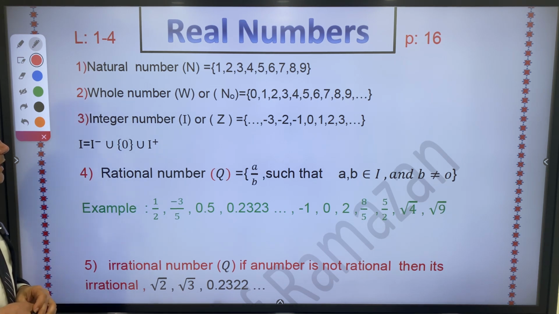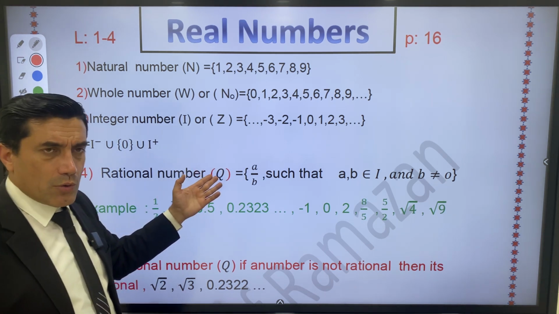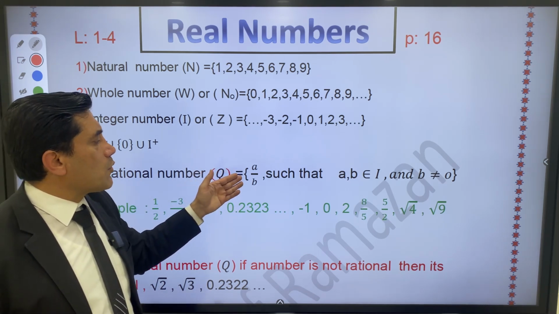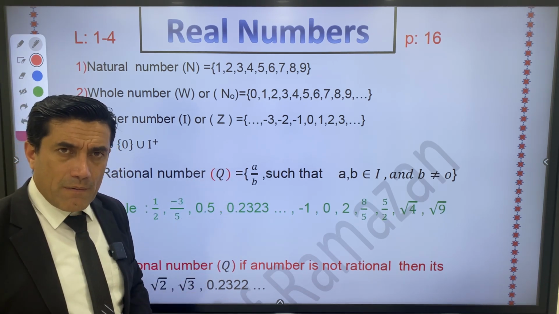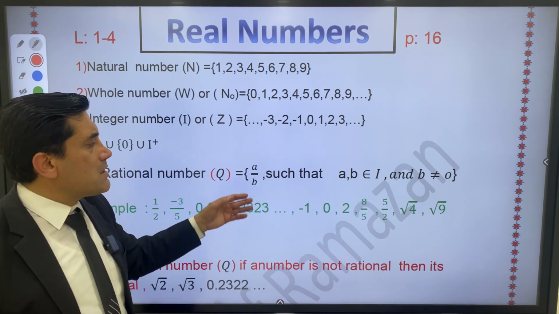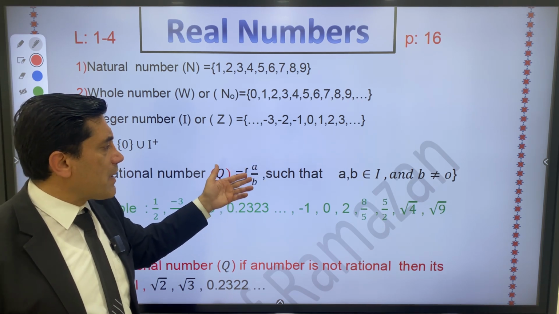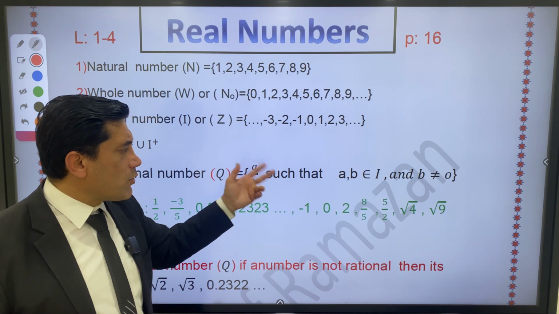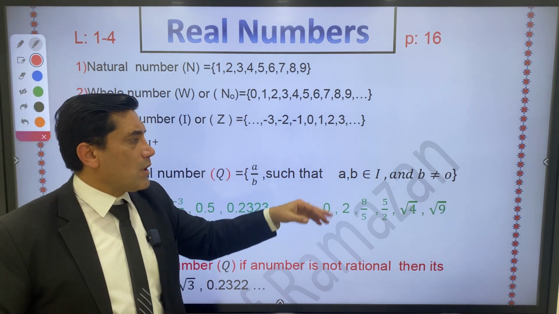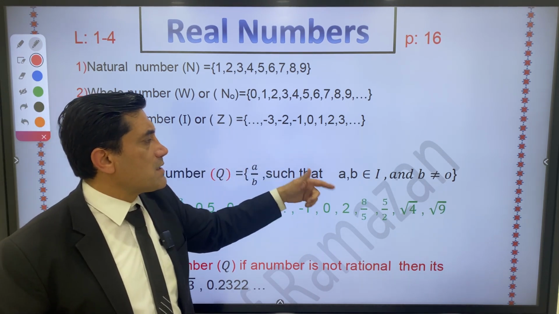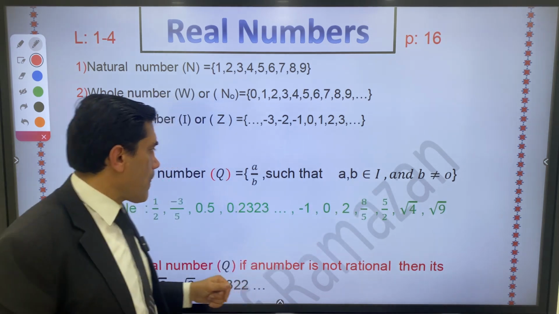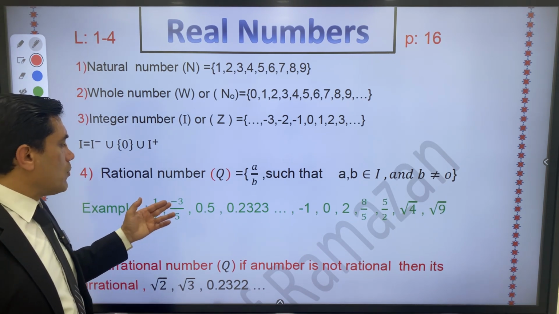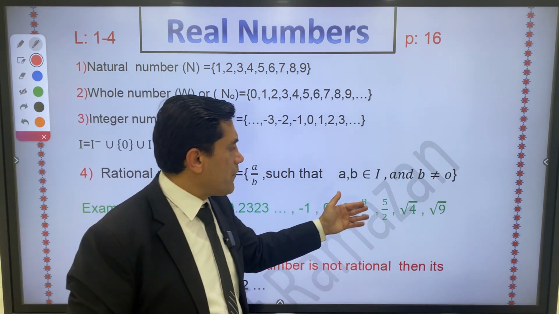About rational numbers, the symbol of rational numbers is Q. Q, the rational numbers, equals a over b. That means any number you can write as a fraction is a rational number, a over b, where a and b belong to the integer numbers, but b is not equal to 0. For example, 1 over 2, -3 over 5, 8 over 5, 5 over 2.